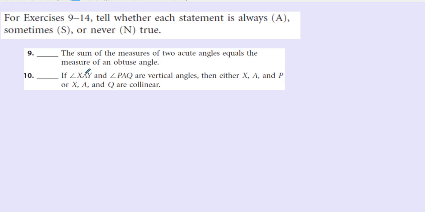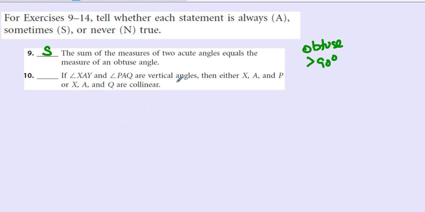Always, sometimes, nevers. The sum of the measures of two acute angles equals a measure of an obtuse angle. Obtuse means greater than 90 degrees. I can think of a situation where I can have, say, two 30s that are two acute angles. They're not going to be an obtuse angle. But I could think of two 60s that are going to be greater than 90, because that's going to be 120. That makes this a sometimes. Because sometimes it is, sometimes it isn't.